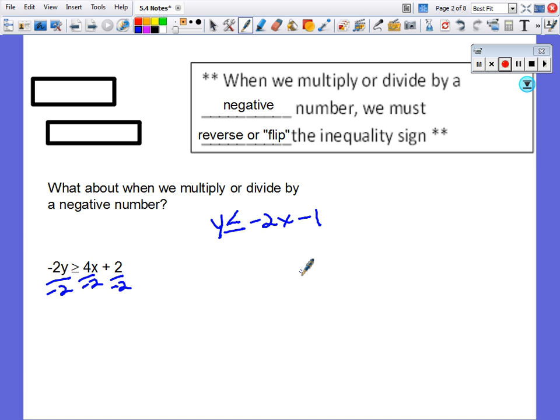Again, this only happens when you multiply or divide by a negative number. If you're just adding or subtracting a negative, you don't change the inequality. So please make sure you remember that. Okay, and then the next slide.